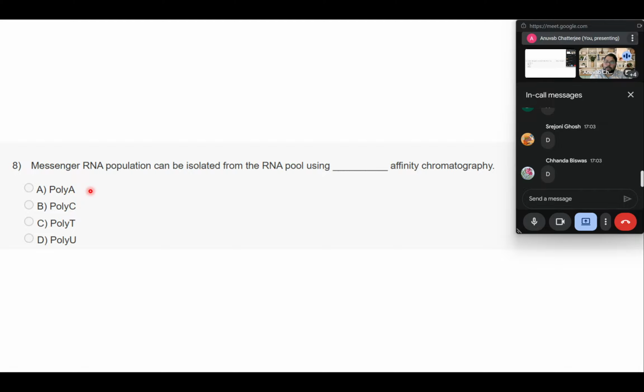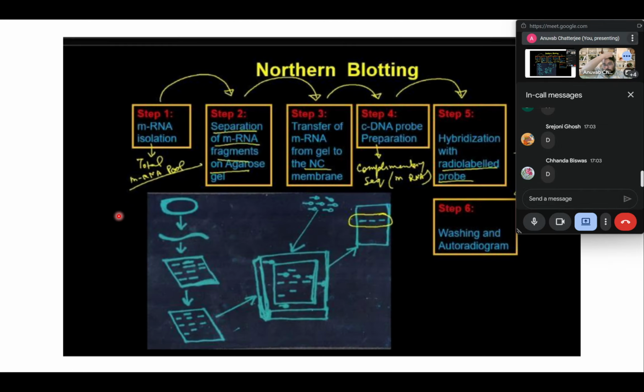Okay, so let us look at it. This is again part of Northern blotting, where you look for a particular RNA fragment in a pool of RNA samples. The steps are very similar to Southern blotting. The first is mRNA isolation or total RNA isolation. Then you separate RNA fragments on an agarose gel, transfer to a nitrocellulose membrane, and use a cDNA probe library. cDNA is also known as complementary DNA.